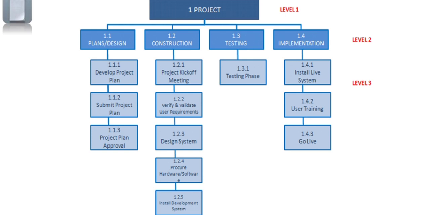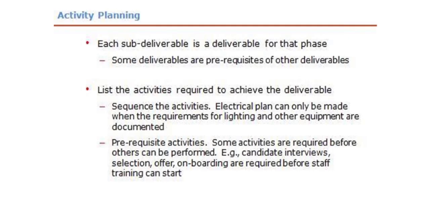So, in this example that we will share, we will focus on some of the project process and break down the deliverables per level. So, here is the example. So it's like activity planning. Each sub-deliverable is a deliverable for that phase. Some deliverables are prerequisites of other deliverables. List the activities required to achieve the deliverable.